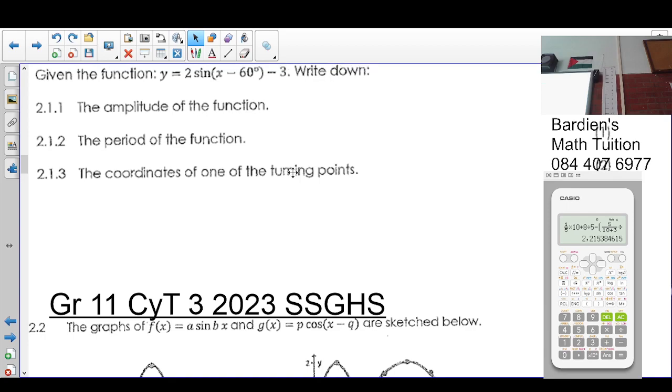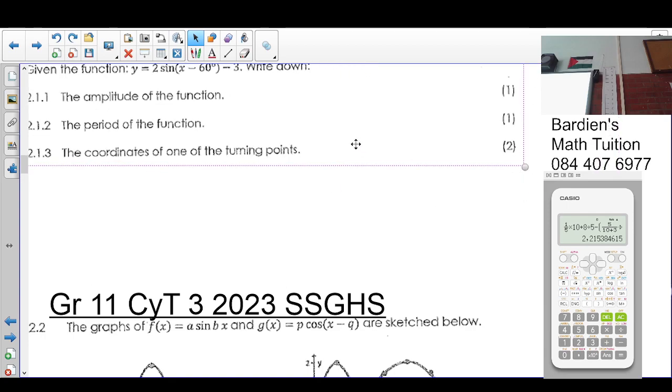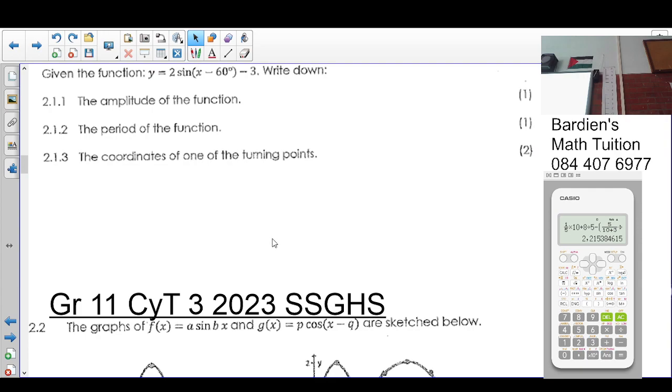People, question 2. Given the function y is equal to 2 sine x minus 60, minus 3, write down the amplitude. So we know the amplitude is the absolute value of a, so the amplitude is 2. The period of this function: the basic sine graph period is 360. There's no number in front of x other than 1. So the period is going to be 360.